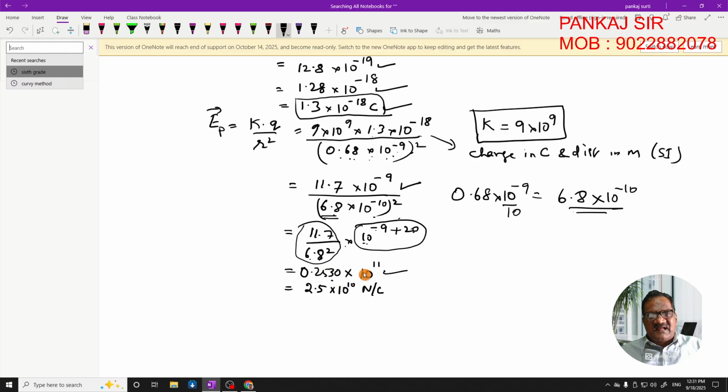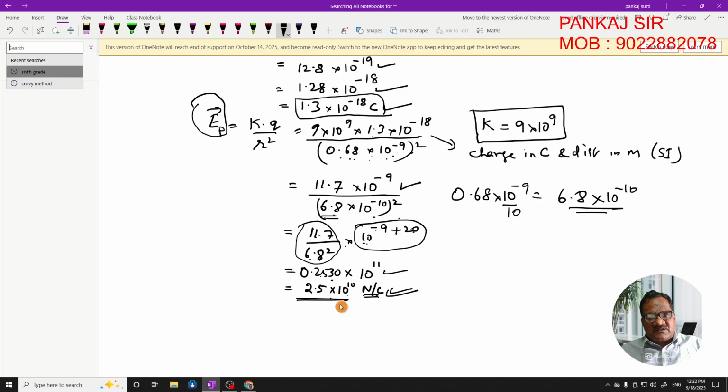Now this again, I will bring it into scientific notation form. So it will be 2.5 into 10 raised to 10. To make it 2.5, I will multiply by 10, so it will become 2.5. But if I multiply by 10, I will also have to divide by 10. So that divided by 10 I will use here, and I will make it 10 raised to 11 minus 1, that is 10 raised to 10. So this ultimately becomes 2.5 into 10 raised to 10. And the unit for this electric field strength is Newton per Coulomb. So this is your answer.